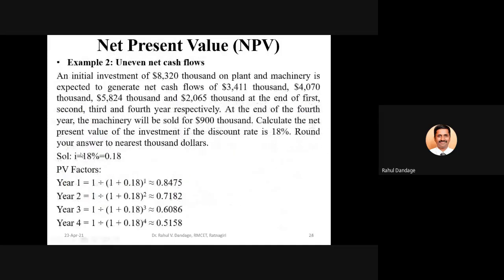So the present value factors for year 1, 2, 3, 4 can be calculated as 1 divided by (1 plus 0.18) raised to 1. For year 2, 1 divided by (1 plus 0.18) raised to 2. For year 3, it is 1 divided by (1 plus 0.18) cubed. And for year 4, it is 1 divided by (1 plus 0.18) raised to 4. If we have all these factors with us, it will be easier for the further calculation.